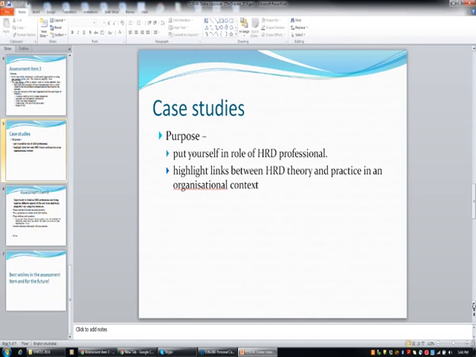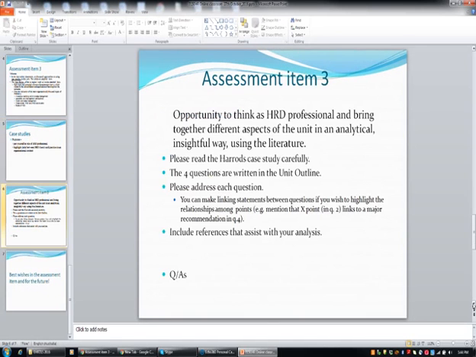The idea with case studies is to put yourself in the role of a HRD professional and to highlight links between HRD theory and practice in an organisational context. In assessment item 3, we've got Harrods, and that's our context. It gives you the opportunity to be analytical and insightful and to use the literature. You need to read the Harrods case carefully and answer the 4 questions that are written in the unit outline, not the ones in the case.